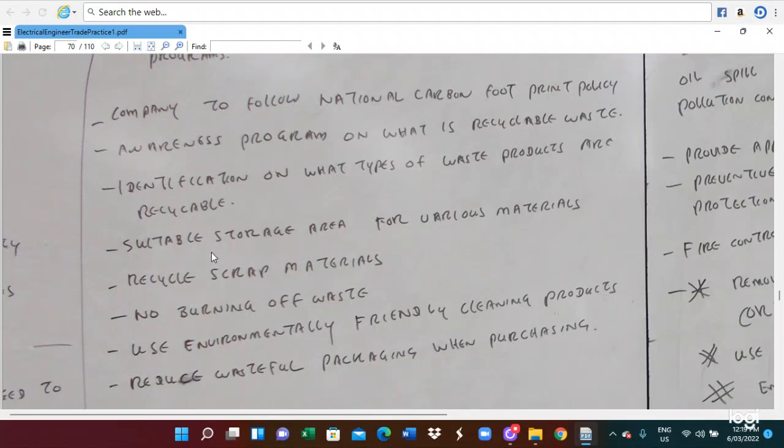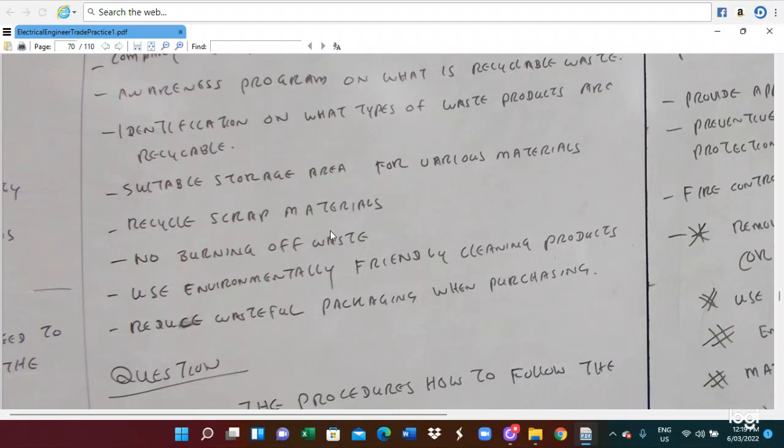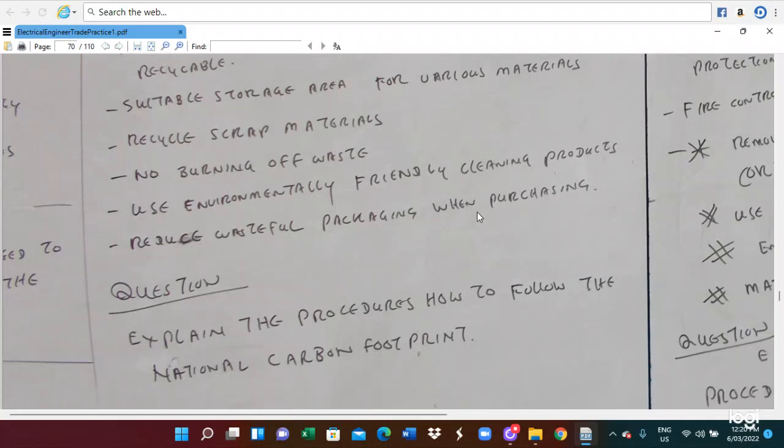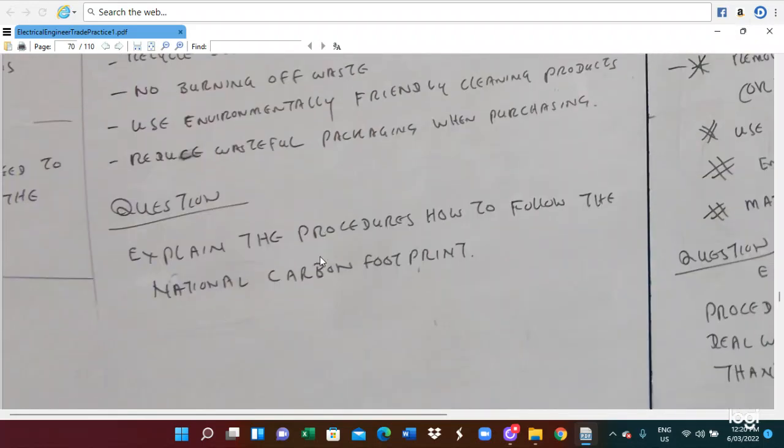And also a sturdy storage area for the various materials is an important aspect. We have to recycle the scrap material, avoid burning of the waste, use environmentally friendly cleaning products, and also reduce wasteful packaging while purchasing. So those are important aspects of the recycling procedure of the community.